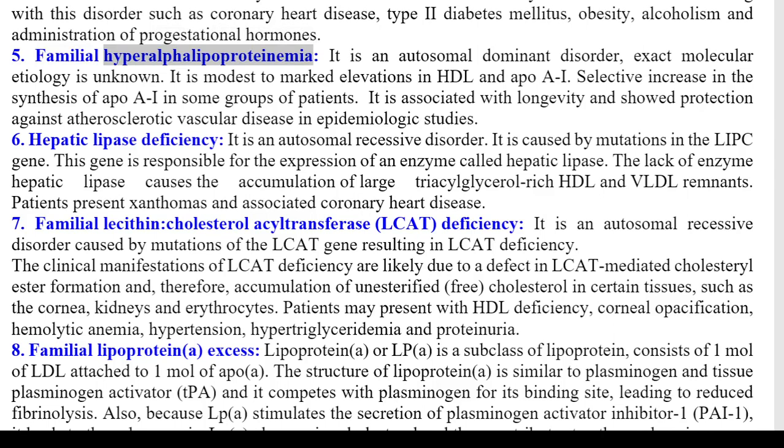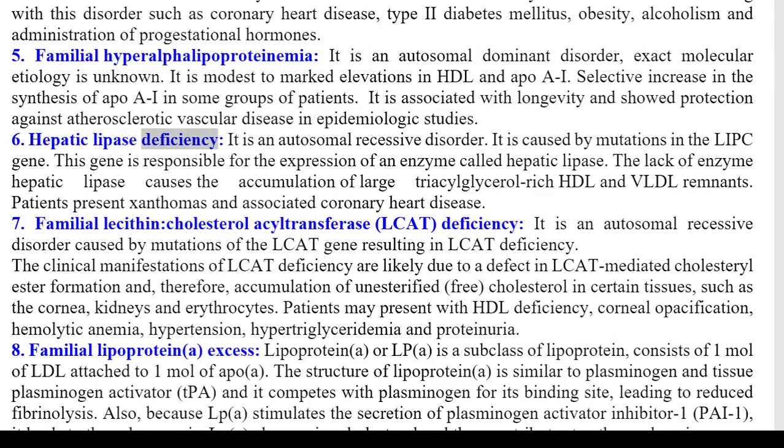5. Familial hyperalphalipoproteinemia. It is an autosomal dominant disorder, and the exact molecular etiology is unknown. There are modest to marked elevations in HDL and ApoA-I, with a selective increase in the synthesis of ApoA-I in some groups of patients. It is associated with longevity and showed protection against atherosclerotic vascular disease in epidemiologic studies.